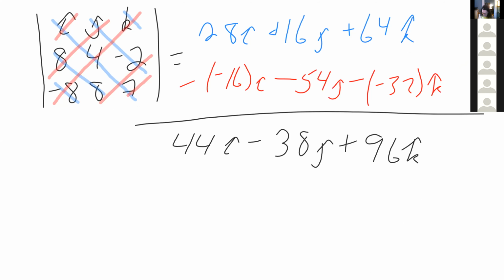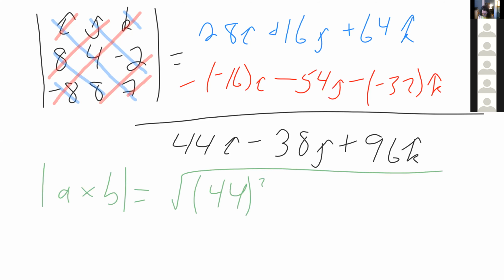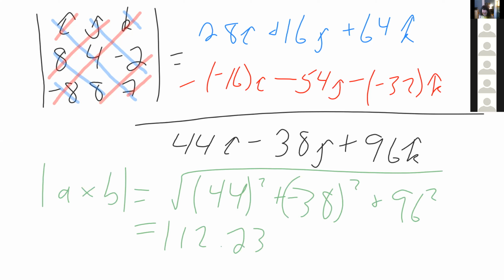So the magnitude of the cross product will be the square root of 44 squared plus negative 38 squared plus 96 squared. Thank you, Michael. 112.23, call it. So that is the magnitude of our cross product.